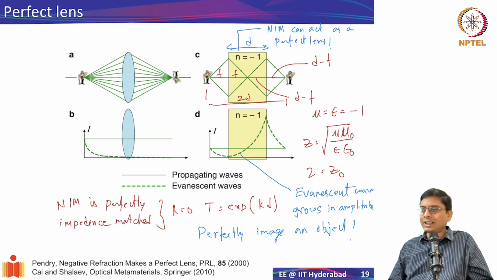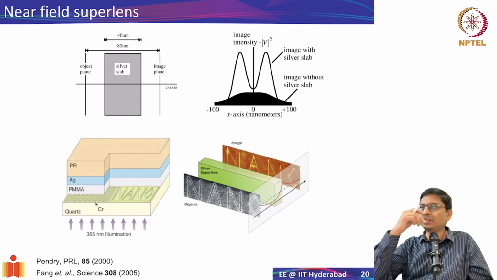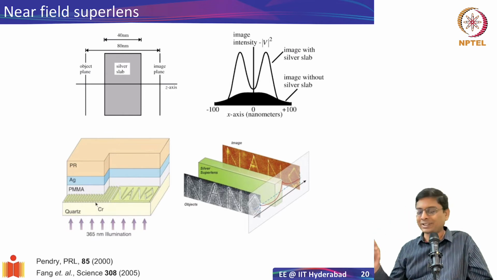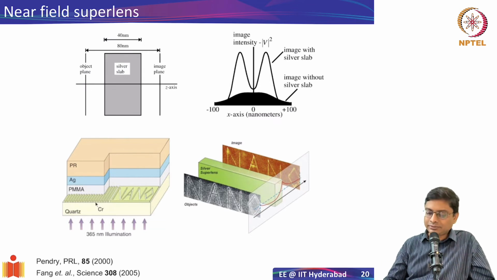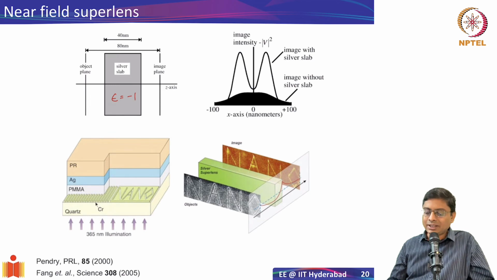All right. And Pendry also recognized the limitations of the perfect lens, and so he made one more proposal, what he called a near field superlens, or a poor man's perfect lens. That's what he said. So what he said was, okay, fine, a perfect negative index medium is ideal, but it's not possible. So even if you take just a medium with epsilon equal to -1, a silver slab, right, and I place that, and I have an object and then an image at some distance, let's say d.